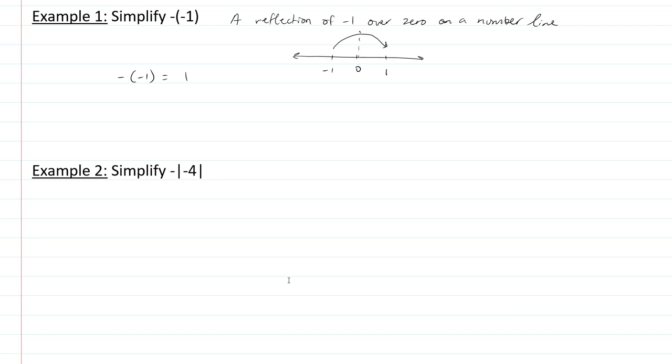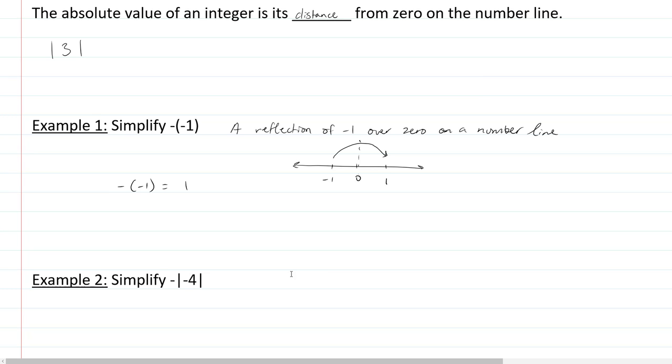So here's another example. Simplify negative absolute value of -4. So for this example, we have to go back to the definition of absolute value, which is an integer's distance from 0 on the number line. So again, let's draw another number line. We'll draw -4 on there, and we'll draw a 0. So the distance of -4 from 0 on the number line, if we were to walk from -4 to 0, this would be 4 away. So the absolute value of -4 is 4.